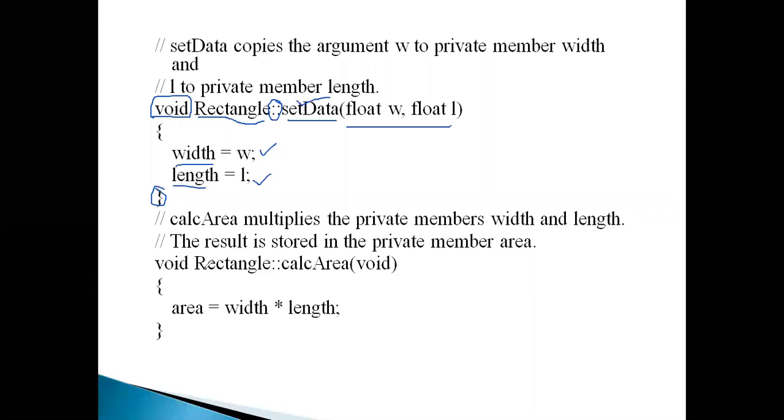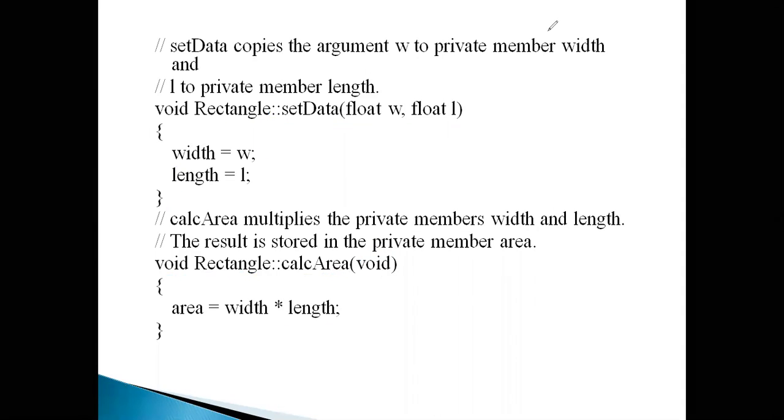Next, again I am going to define the calc area function. Return type is void and the calc area is under the rectangle class. It is not taking any parameters, so void data type. In this function I am going to calculate the area. So area is equal to width into length, then close the function. This is the way to define the functions outside of the class.